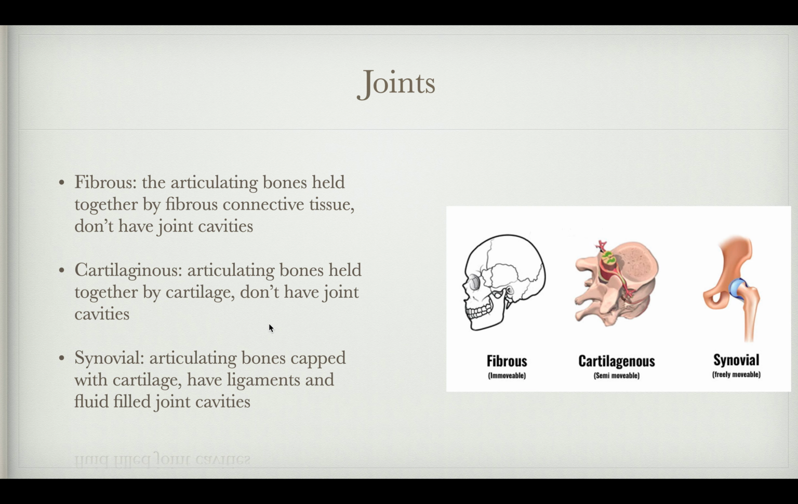Cartilaginous joints, where the bones are held together by cartilage. They also don't have joint cavities. And synovial joints, which are articulating bones capped with cartilage. They have ligaments to stabilize it, and they have fluid-filled joint cavities.